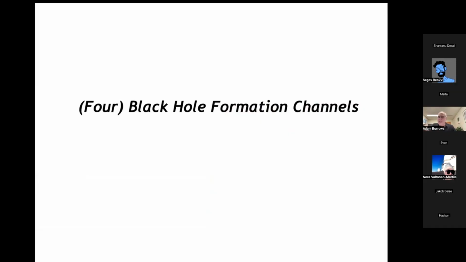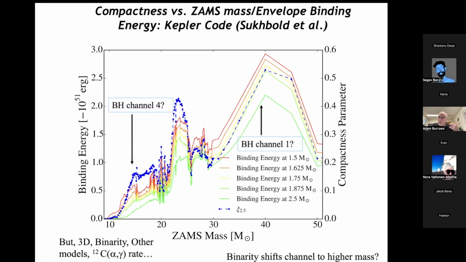Okay, black hole formation. Again, you want to think about what you might have thought was the character of black hole formation in the massive star case. And what we find is that there are at least 4 or 5 channels of black hole formation, 4 of which I'll talk about here. And that also comes back to the compactness parameter.